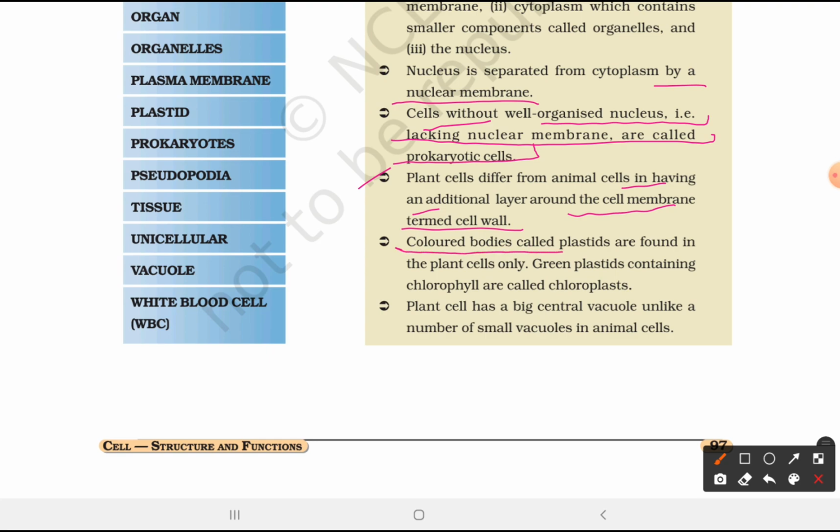Colored bodies called plastids are found in the plant cells only. Green plastids containing chlorophyll are called chloroplast. Plant cell has a big central vacuole unlike a number of small vacuoles in animal cells.